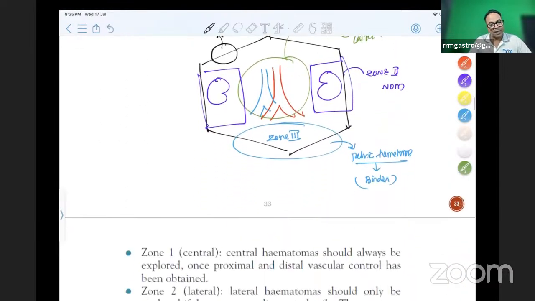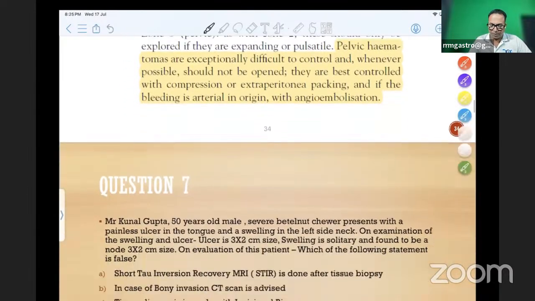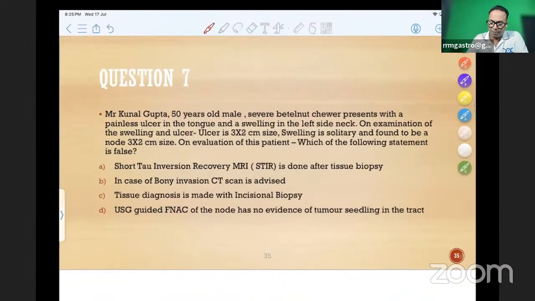So this question is already asked, AIIMS question. Please don't forget from Bailey and Love. So question number 3, I have finished the basic concepts from general surgery and trauma. I have taken 6 questions. Now I am going to head and neck, thyroid and breast.